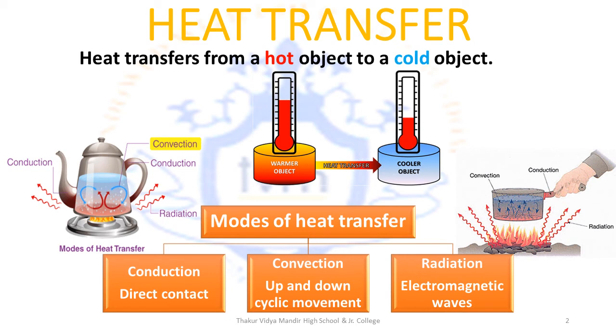The first one is conduction, wherein direct contact is needed for the heat to get transferred. The second one is convection, wherein up and down cyclic movements take place for the heat to transfer. And the final one is radiation, wherein there is no direct contact. Electromagnetic waves carry the heat.